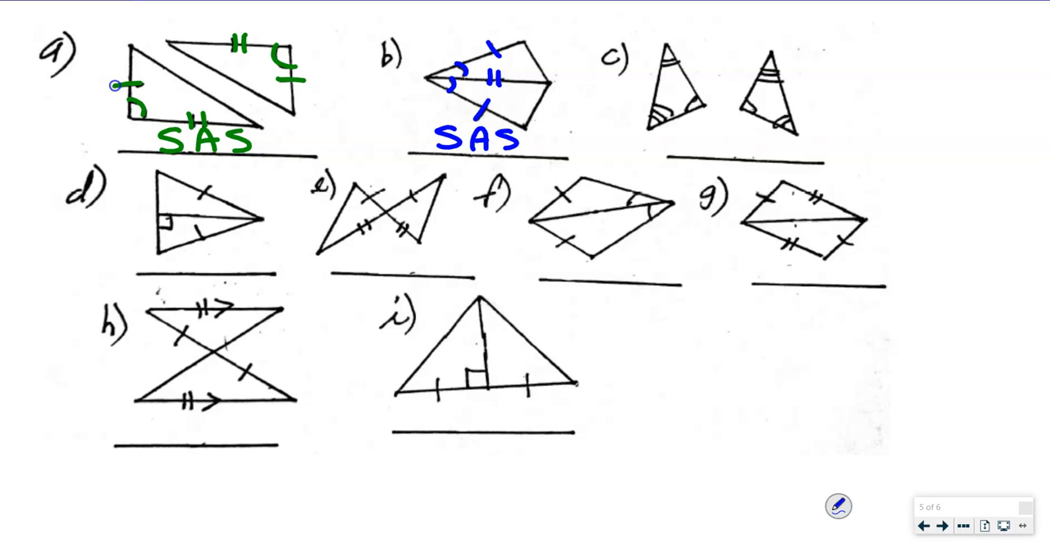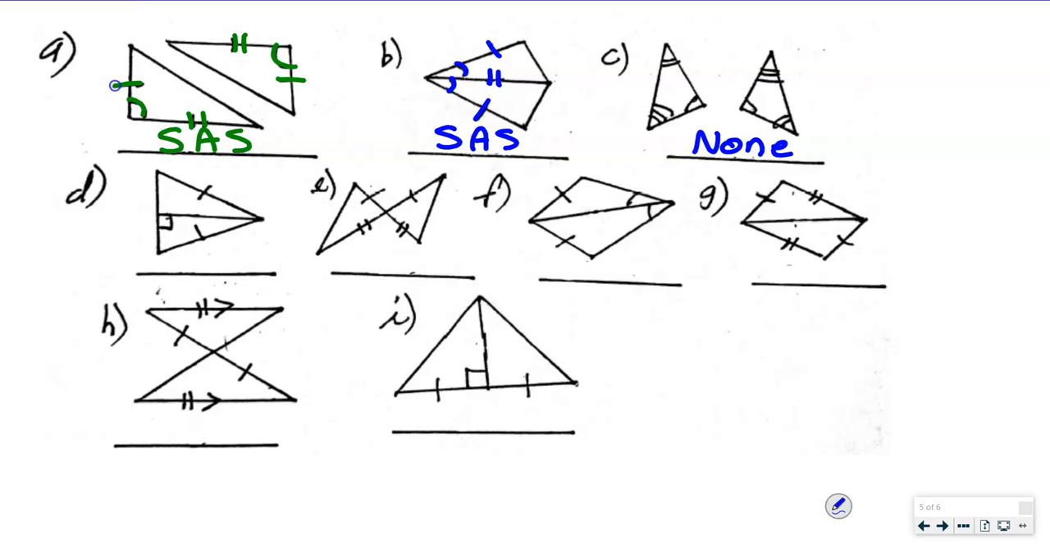Letter C, we just have three angles. Remember, three angles does not prove triangles congruent. So this is none. We need three sides to prove triangles congruent, or side, angle, side, or HL so far, but three angles doesn't do it.